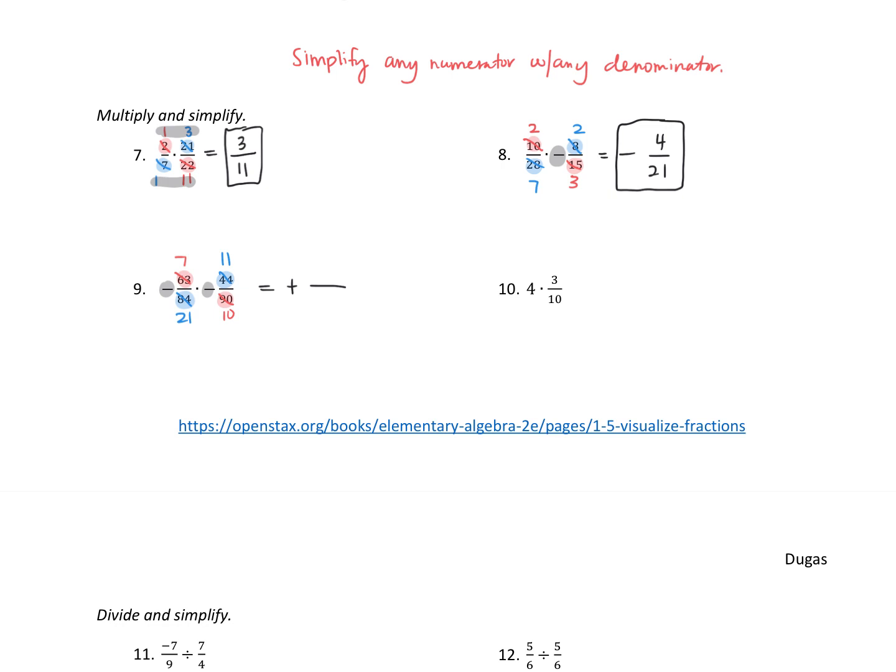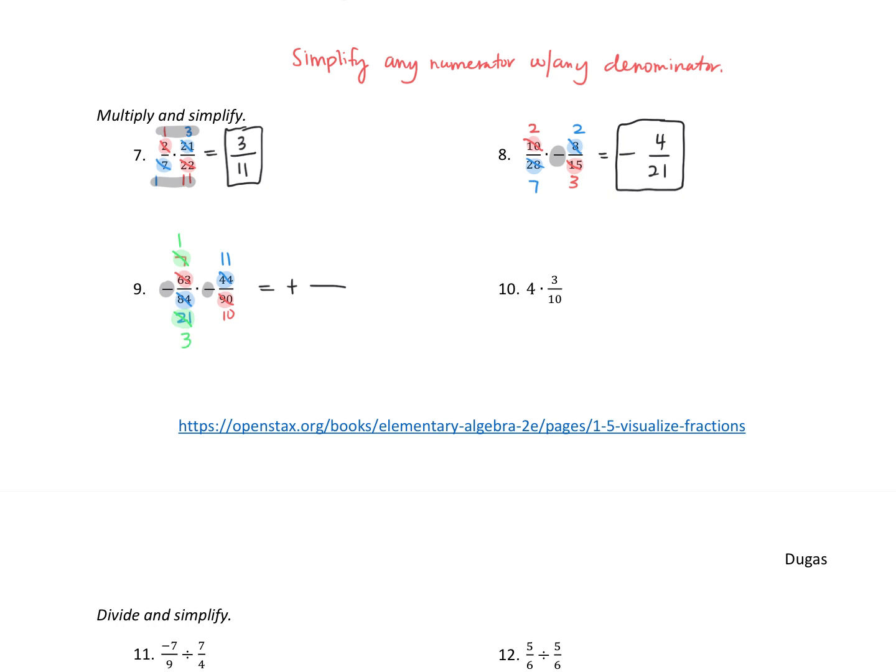Notice that I have 7 in red on top and 21 in blue on the bottom. 7 and 21 can also be reduced. So you can use the numbers again and continue reducing if it's possible. So 7 and 21 are both divisible by 7. So 7 divided by 7 is 1. 21 divided by 7 is 3.